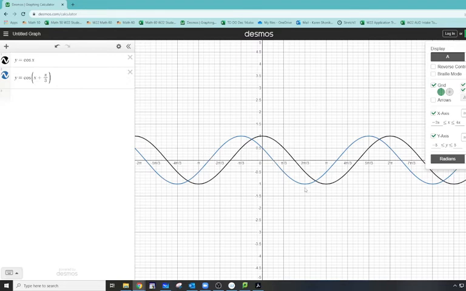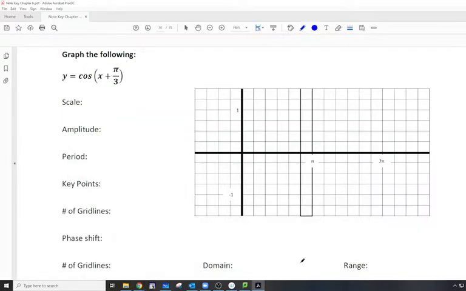The tricky thing here is that I'm not starting at 0. I'm starting at x is negative pi by 3, and then I'm putting a key point every pi by 2. So it's just a tricky thing with scale. Now let's look at the example that I gave in the notes. We've got y equals cos of x plus pi by 3. Let's first look at what scale I've given you here. I don't know why the PDF made some of this black, but that's okay.